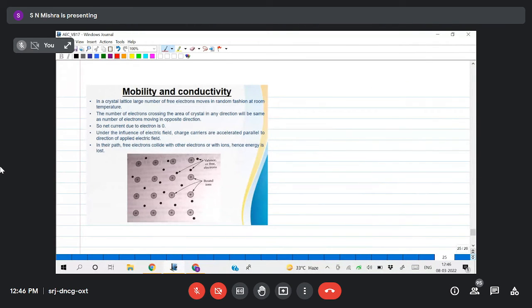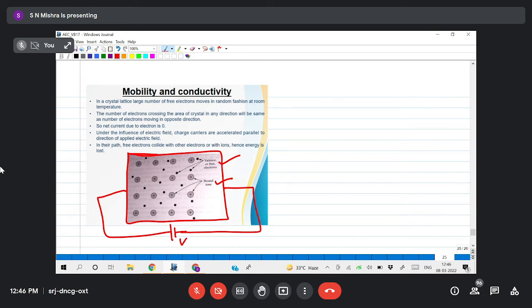Now we'll discuss a little bit about mobility and conductivity. Conductivity means the way the carriers move inside the material, and by application of an electric field they will move. One diagram is shown here where these are the free electrons and these are the ions. Now if I connect the voltage here, positive, negative, electrons will move in this direction and ions are immobile.